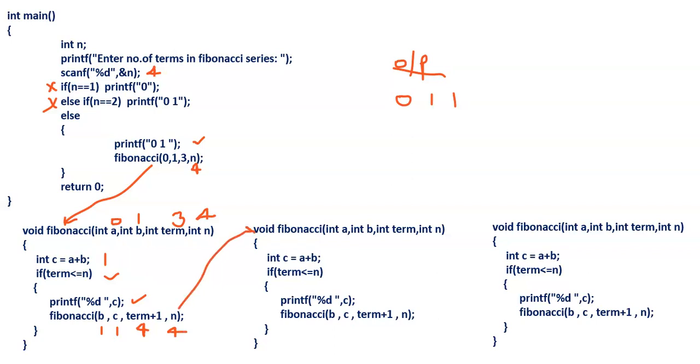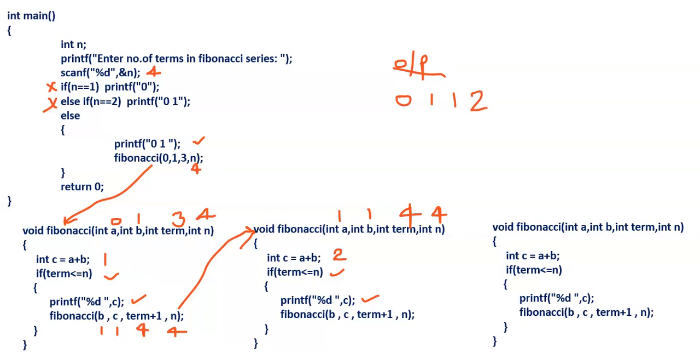Again Fibonacci function is called. A copy of the Fibonacci function is created. Now here a value becomes 1, b value becomes 1, term value becomes 4, and n value becomes 4. Here also we are calculating a plus b. A plus b means 1 plus 1, 2. Now term value 4. 4 is less than or equal to 4, which is correct. Again we print c value. What is c value? 2.